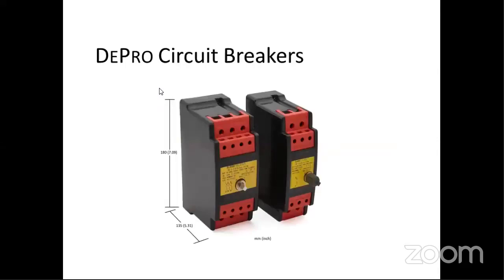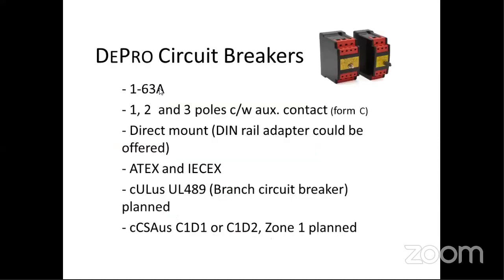We're going to start promoting a series of circuit breakers soon. These are currently ATEX, IECEx rated. They're somewhere between 1 to 63 amps. You can get 1, 2, and 3 poles with auxiliary contacts. Currently direct mounted. We may offer a DIN rail mounting adapter. They're pretty heavy, so I'm not sure DIN rail mounting is a great option.